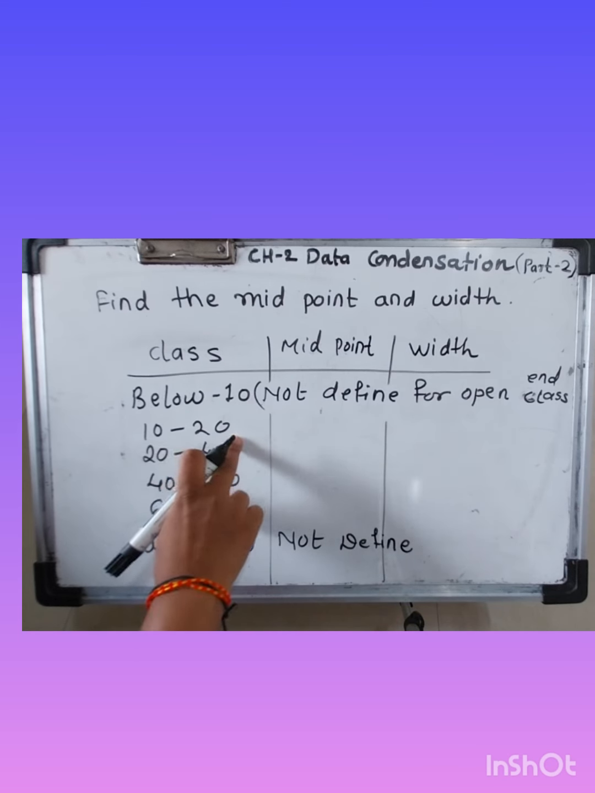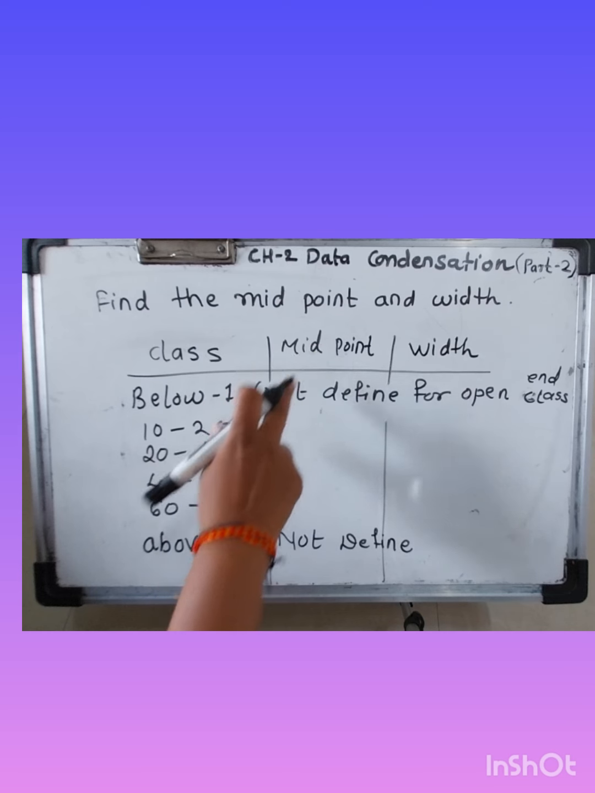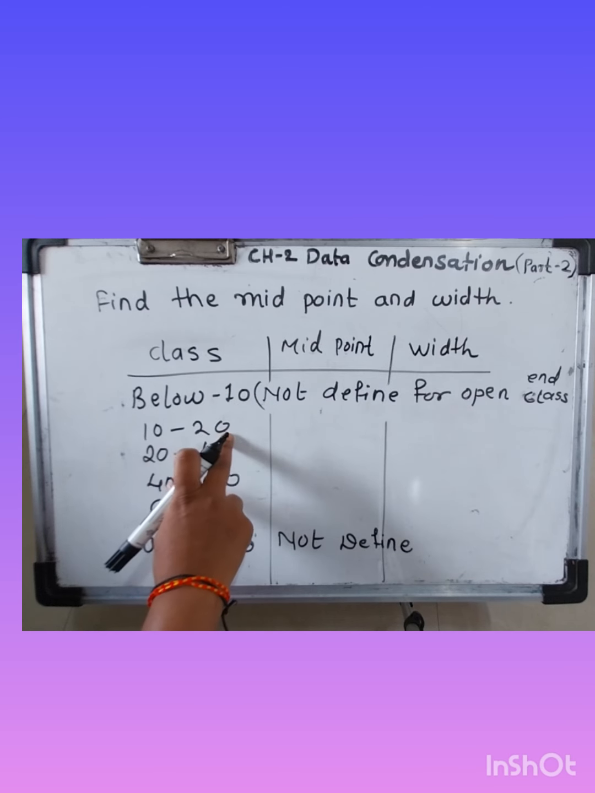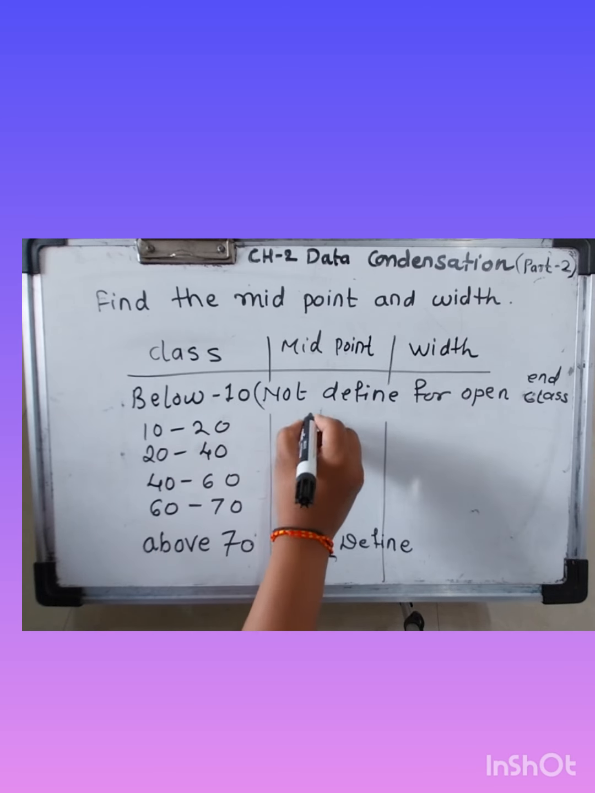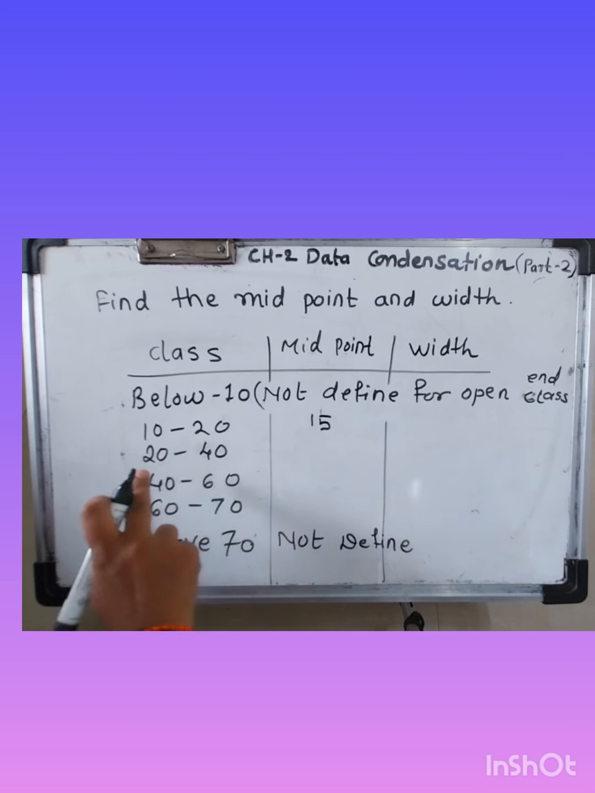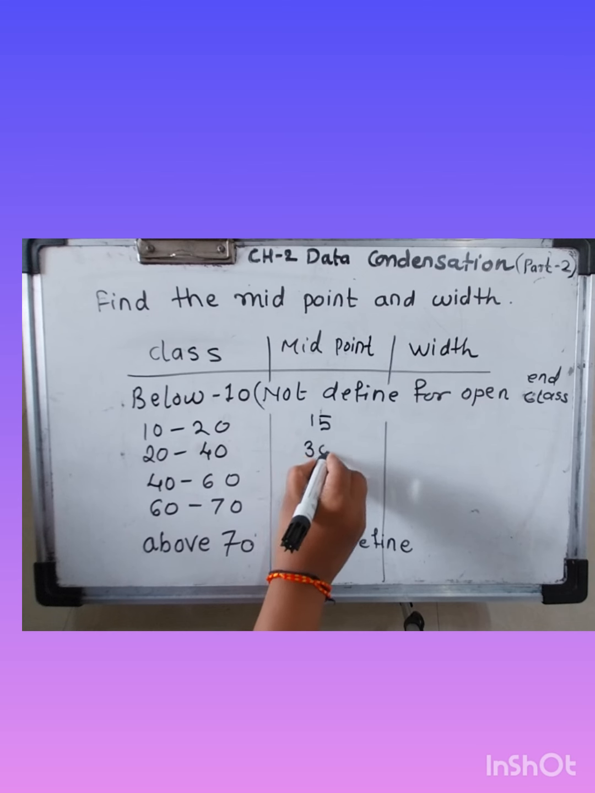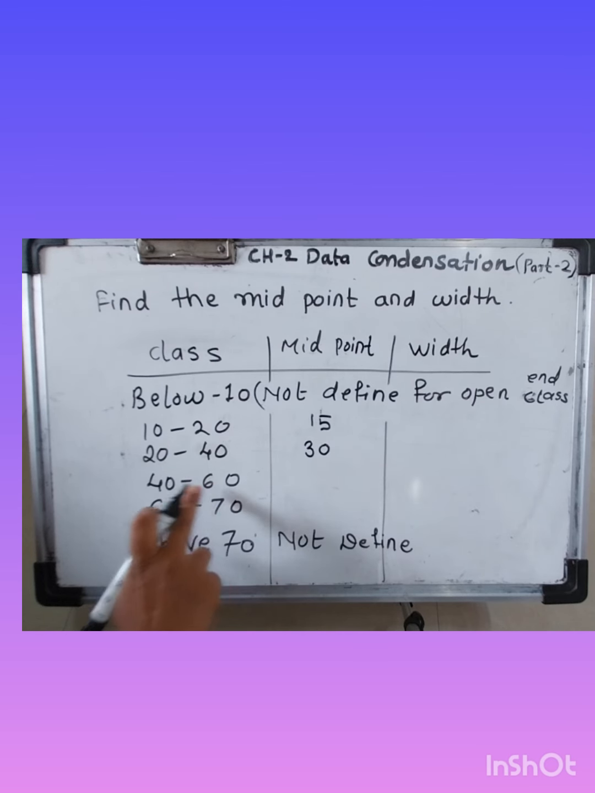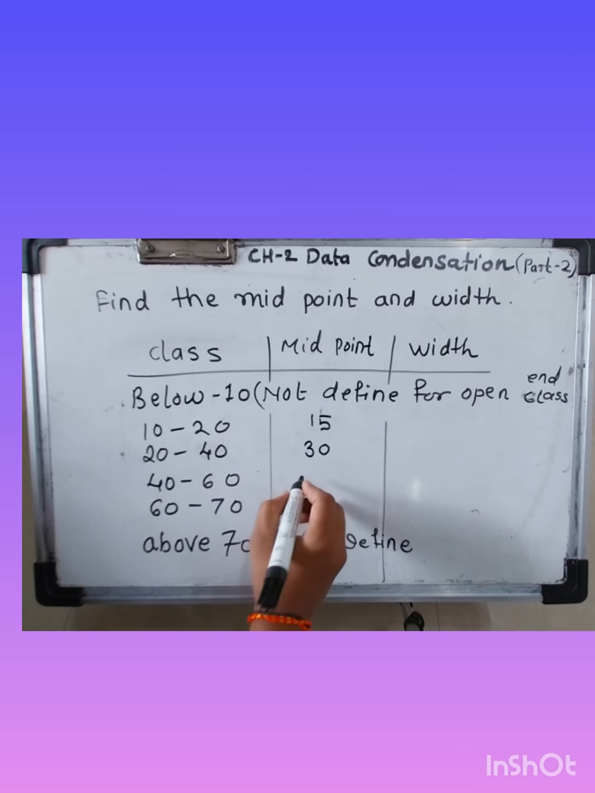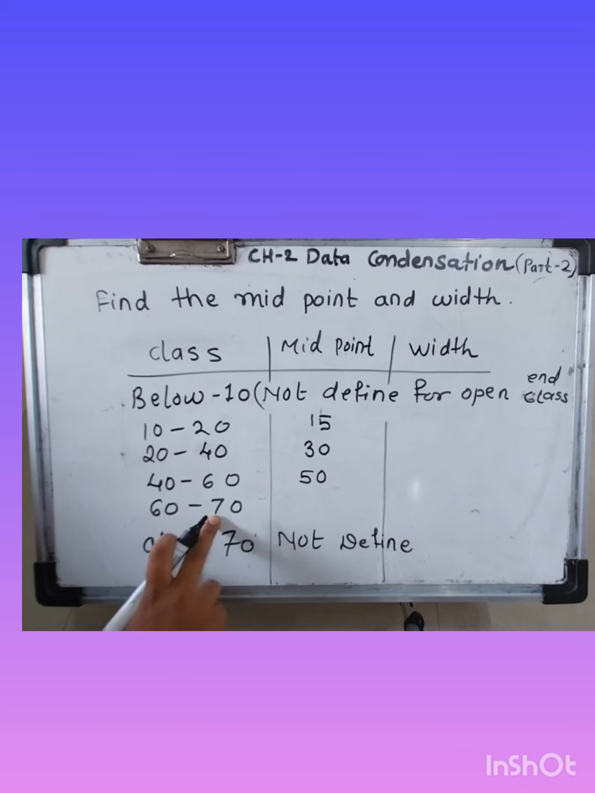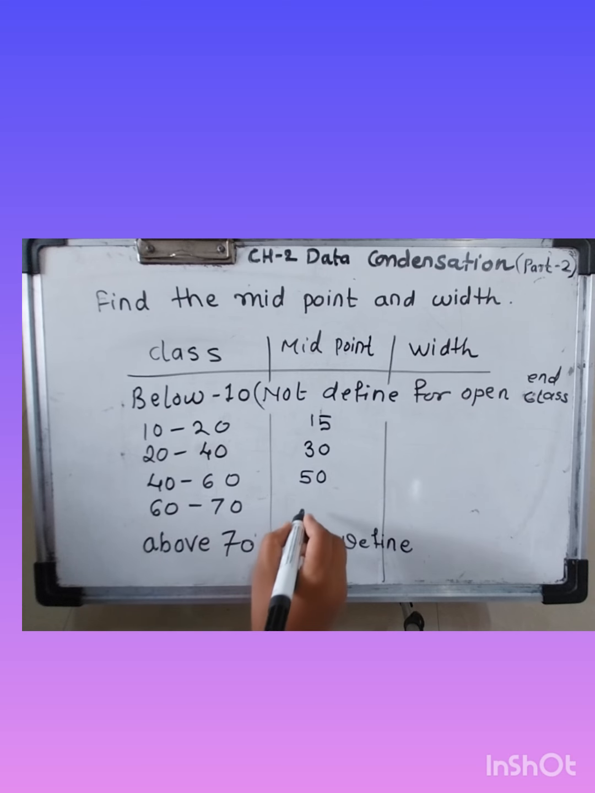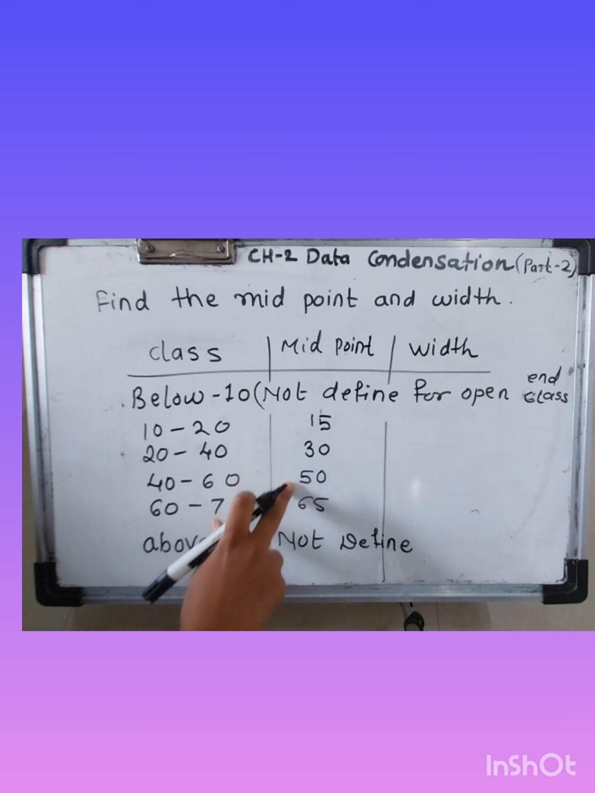And next is 10 to 20. How to find the midpoint? 10 plus 20 divided by 2, it is 15. Okay, 20 plus 40 divided by 2, it is 30. 60 plus 40 divided by 2, 100 divided by 2, it is 50. Okay, 70 plus 60 divided by 2, so it is 65. This is the midpoint or class mark.